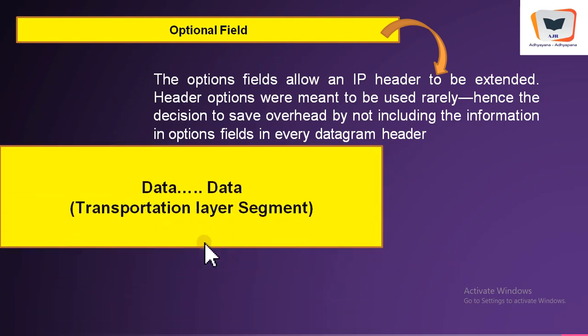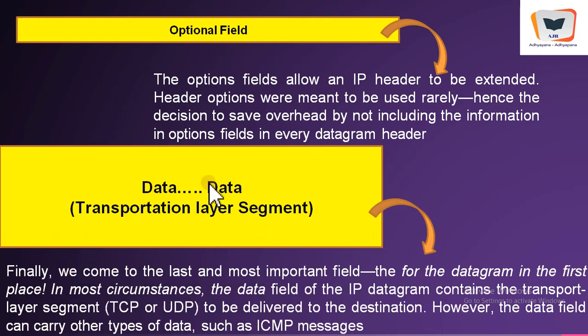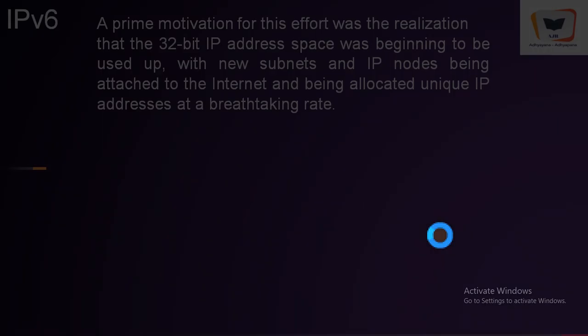Then what comes finally is the data portion, and it is important to realize that in most cases this portion is devoted to the transportation layer segment. And in rare cases, it may carry other types of data such as ICMP messages, that is Internet Control Message Protocol. That protocol will transmit some kind of controls between the nodes. During that instance, this field may contain some control information related to the ICMP protocol.